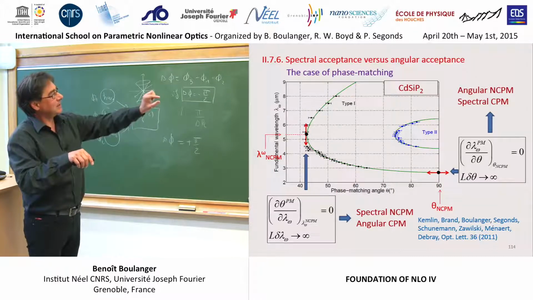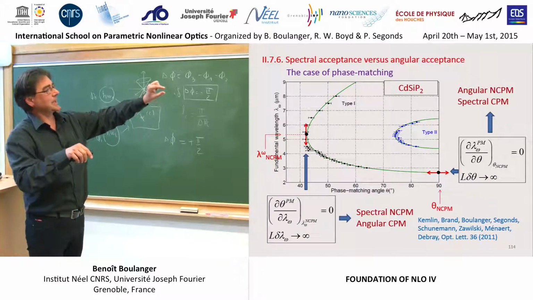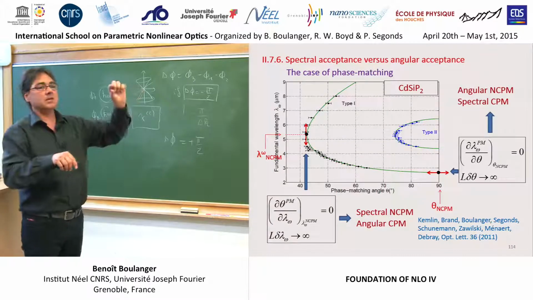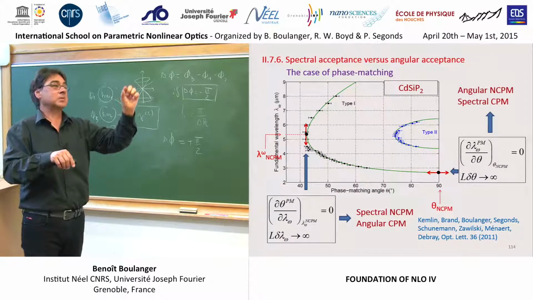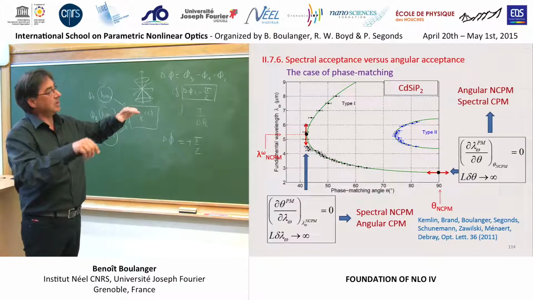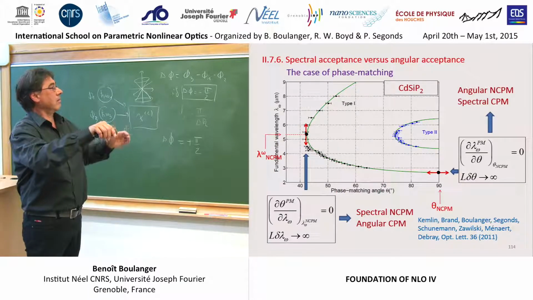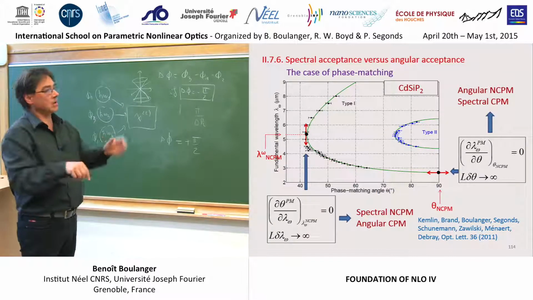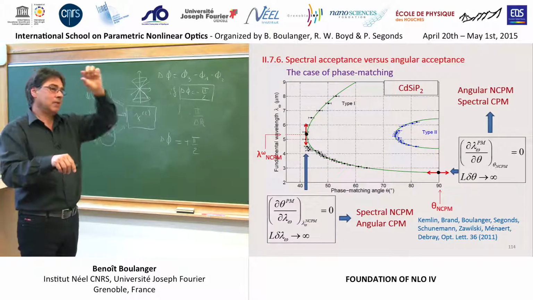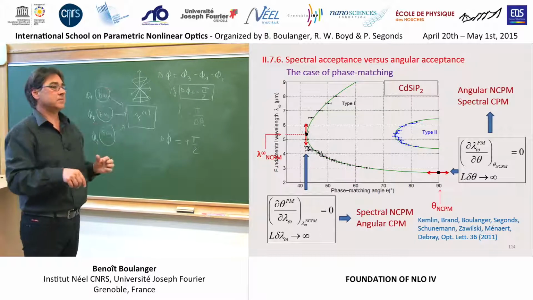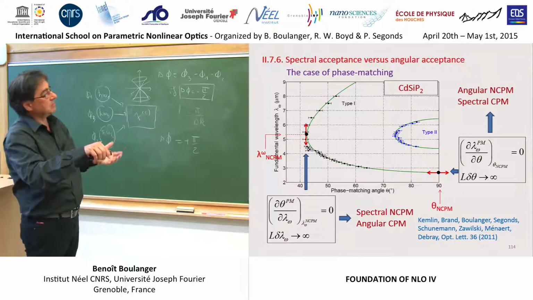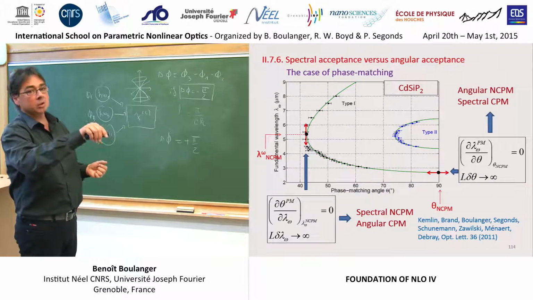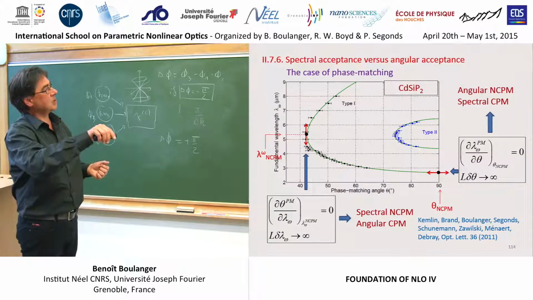But in fact, this curve has a thickness. And so you see that the thickness corresponds exactly to the acceptance. And so you see that even at 2 or 3 degrees, I don't know, far from this angle, you stay in the thickness of the phase matching curve. So you see immediately that here you will have an angular non-critical phase matching direction.